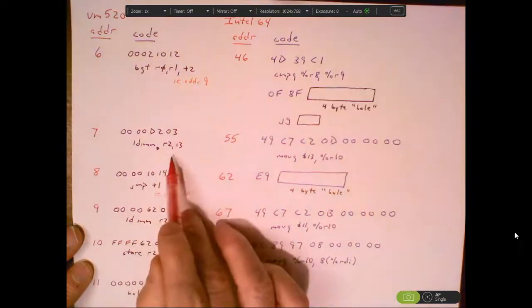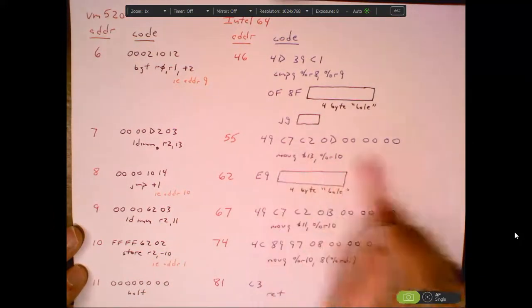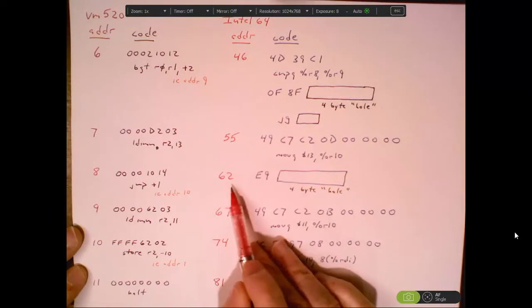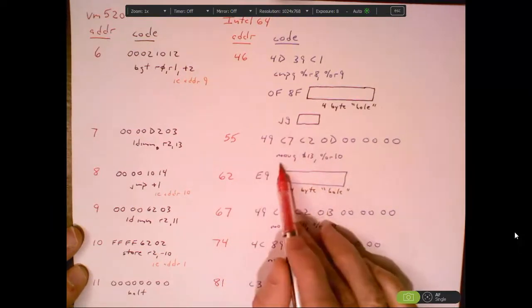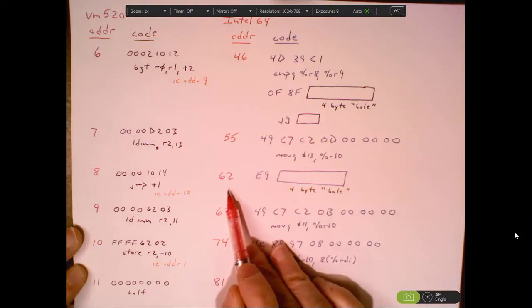Load immediate instruction, nothing very interesting here. We know how to encode that. We go ahead and encode it. We update our counter. Move quad word will take 7 bytes, so that increases the Intel address to 62.